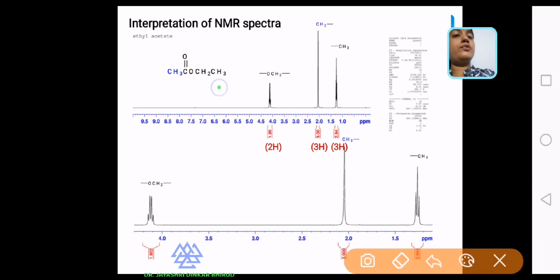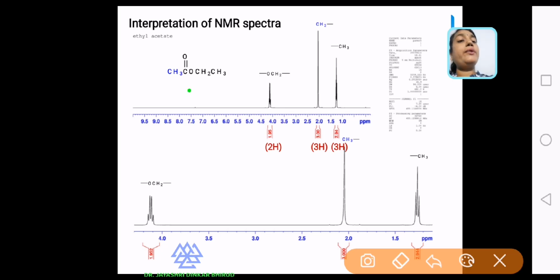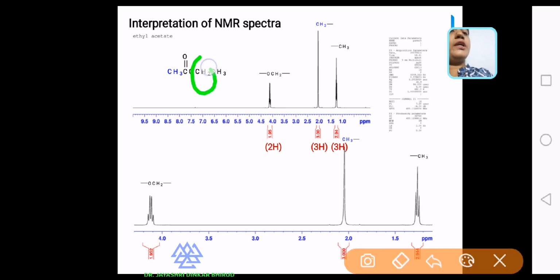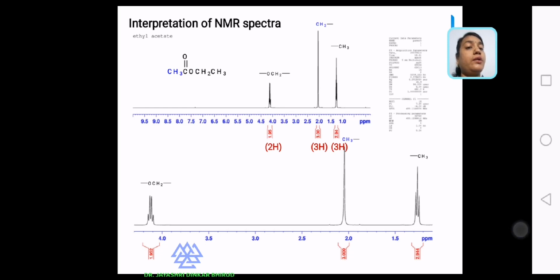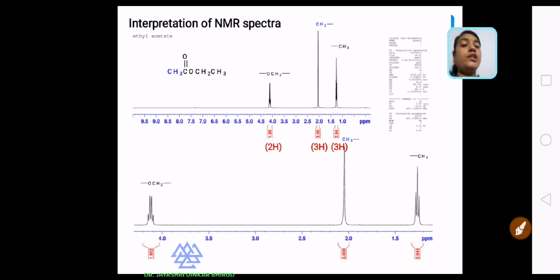This CH2 group is attached to the CH3, meaning 3 hydrogens, and on another side there is no hydrogen, so 3 plus 1 is 4. So this CH2 group gives a quartet according to the n plus 1 rule. This CH2 group bearing 2 protons, at 1.9, near about 2, gives the quartet at delta 4.2.